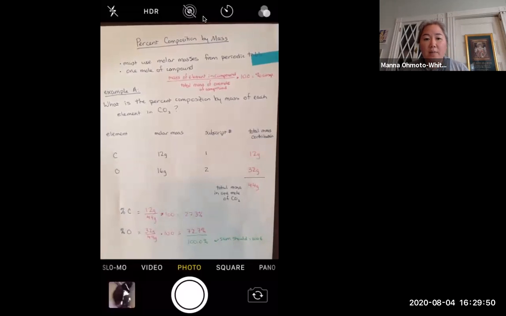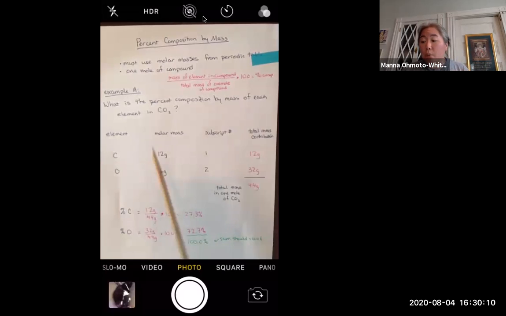This video will talk about how to find percent composition by mass. Percent composition by mass means that I'm trying to find out how much of the mass of a substance is represented by a singular element within that substance.